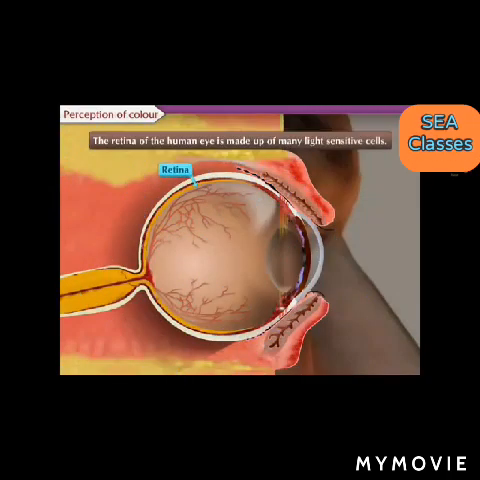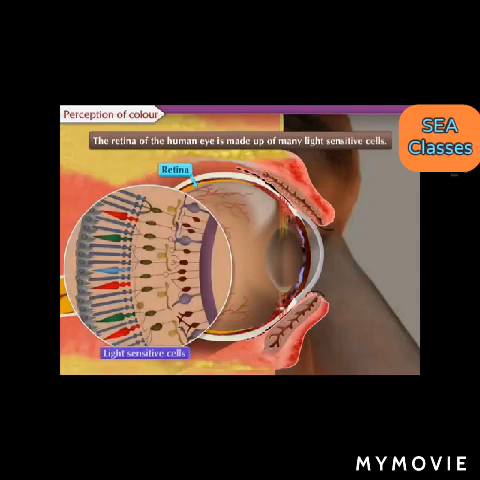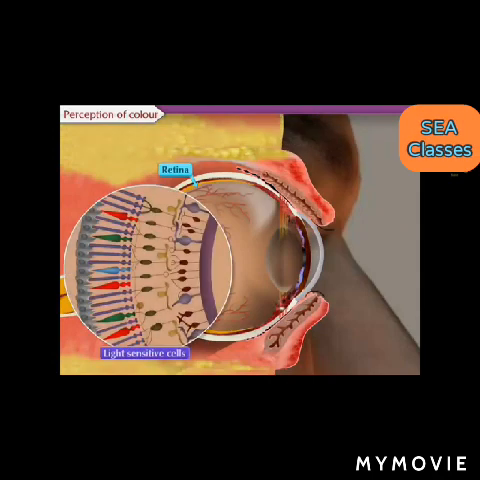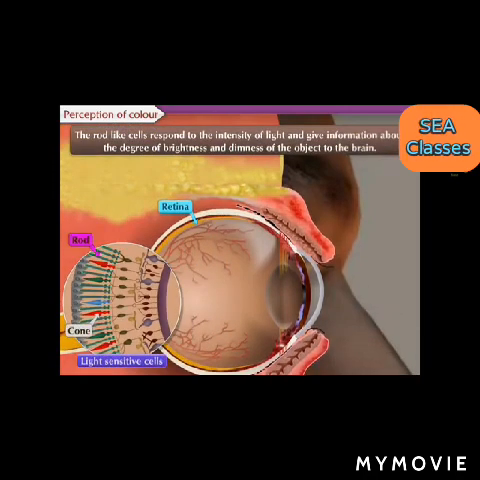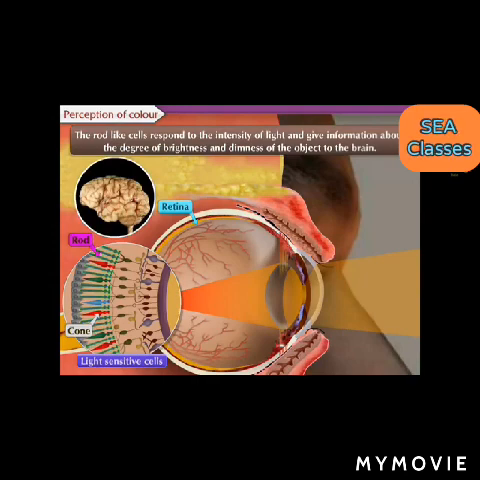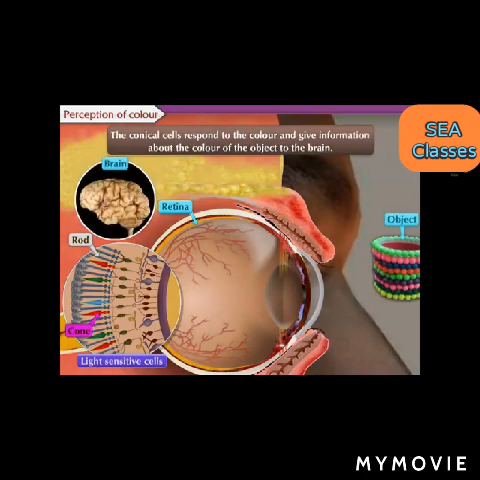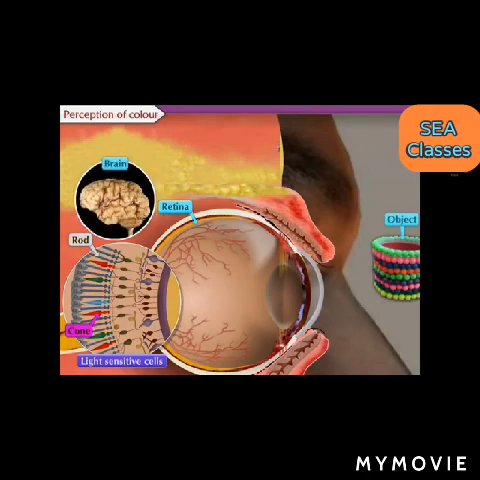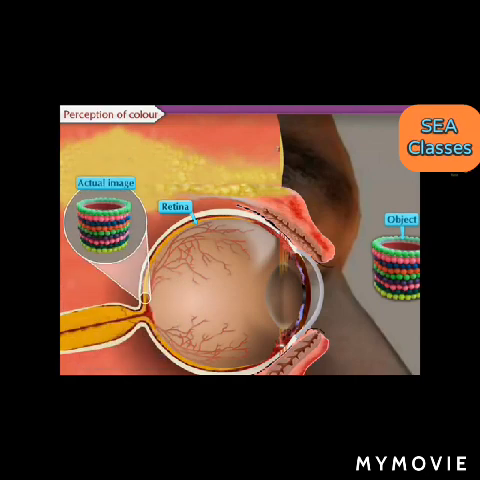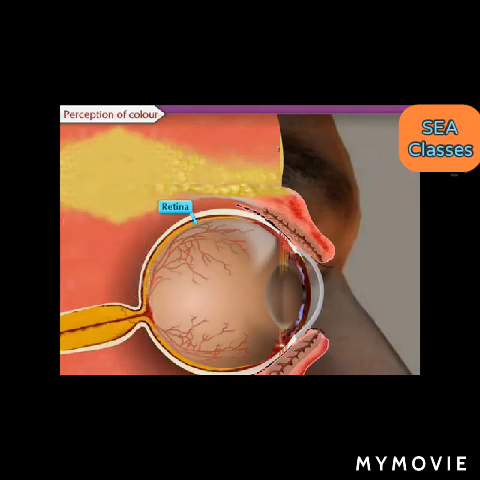Perception of color. The retina in our eyes is made up of many light sensitive cells. These cells are shaped like a rod and like a cone. The rod-like cells respond to the intensity of light and give information about the brightness or dimness of the object to the brain. The conical cells respond to the color and give information about the color of the object to the brain. The brain processes all the information received and we see the actual image of the object.